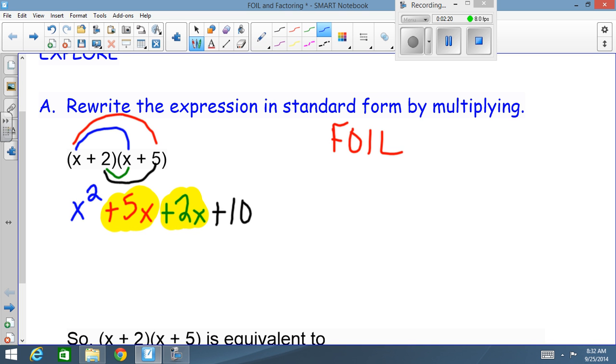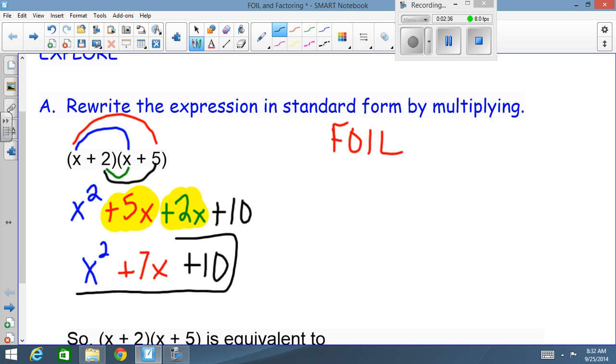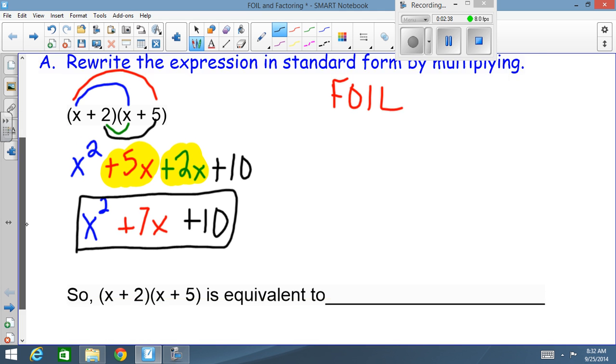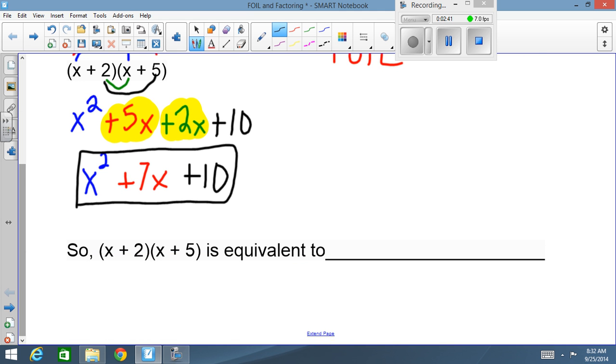So now when I put this all together, I have an x squared, and then when I combine 5x plus 2x, that gives me a 7x, and then that plus 10 can't be combined with anything. I'm going to bring that down, and I'm left with this trinomial. So x plus 2 times x plus 5 is the same thing as x squared plus 7x plus 10. We haven't done any work to solve anything. All we've simply done is write that in a different form.